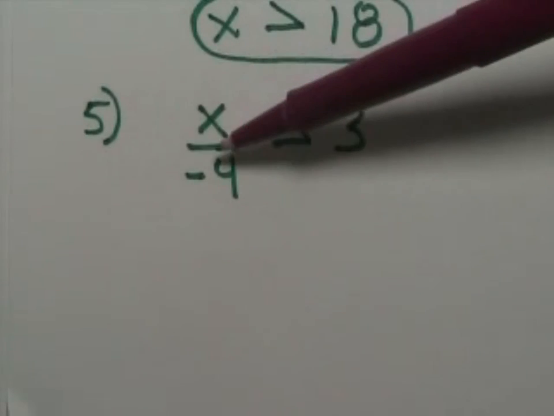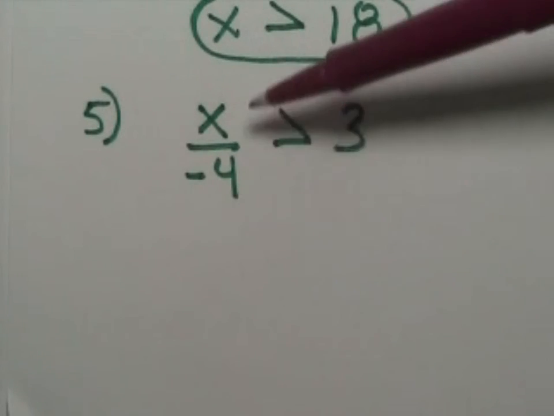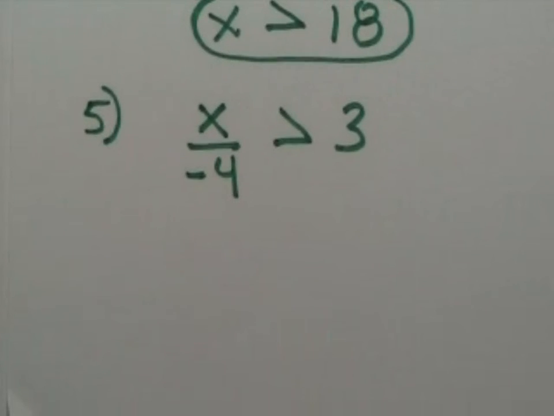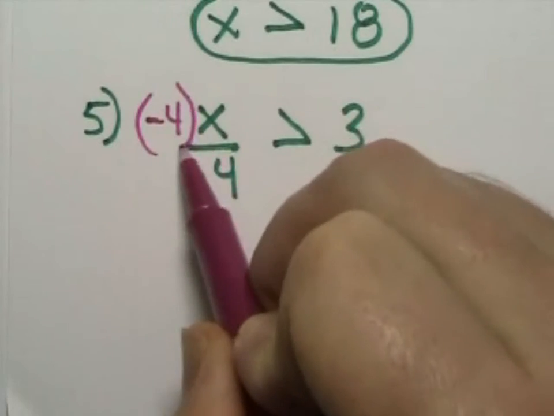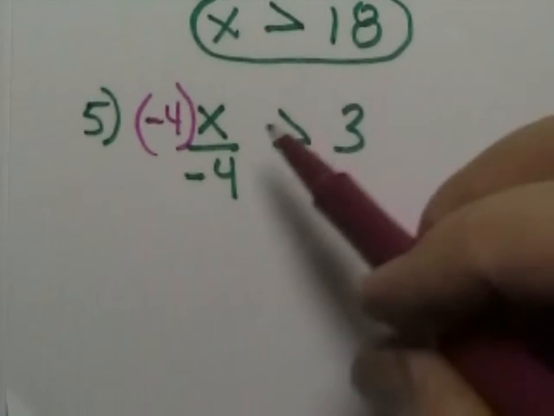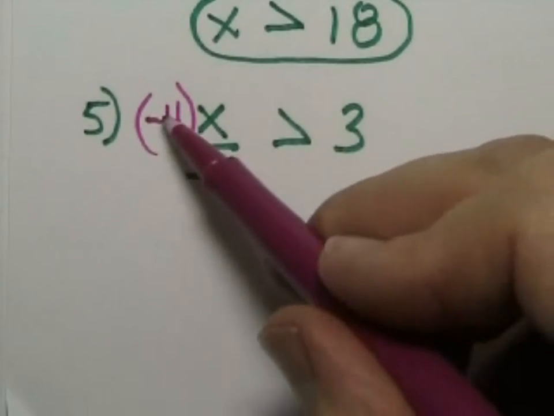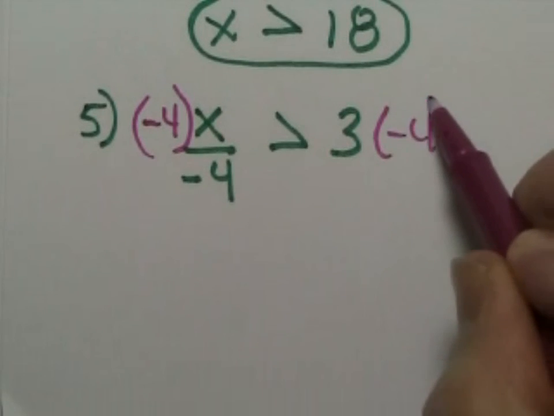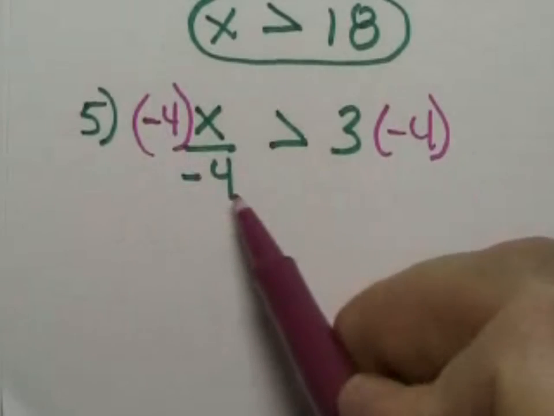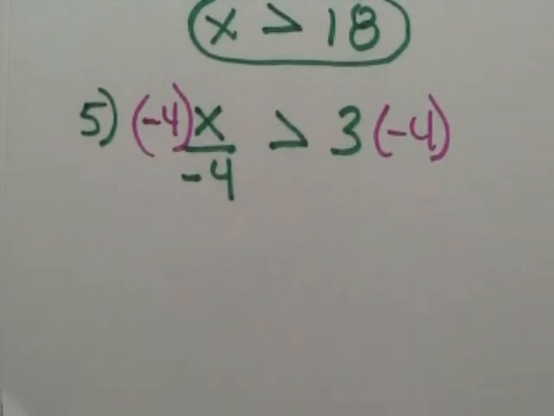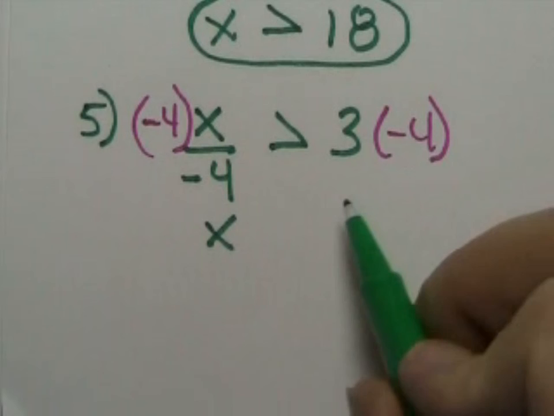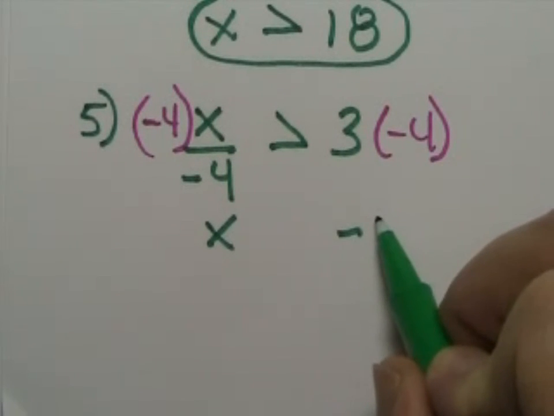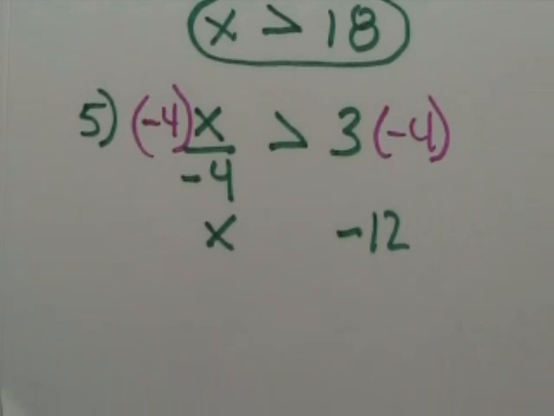Okay, on number 5, notice I'm dividing by -4. To get the variable alone, I would have to multiply by -4. See that? That's how it gets rid of that -4 down below. I have to do this to both sides, though. So this all cancels out, reduces to 1. You're left with the letter x. On the right side, 3 times -4 is -12.